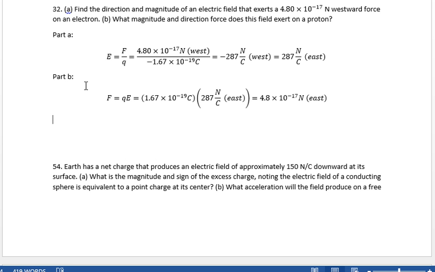So we have 4.8 times 10 to the minus 17 newtons westward on the electron and 4.8 times 10 to the minus 17 newtons eastward on the proton. And that's it for problem 32.